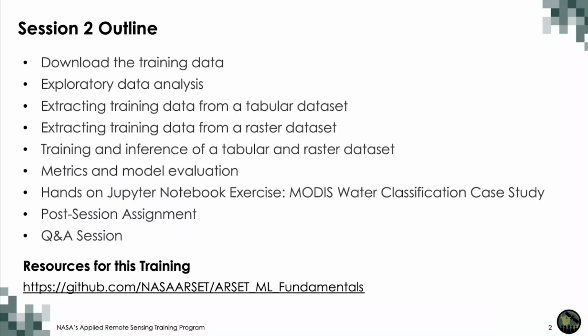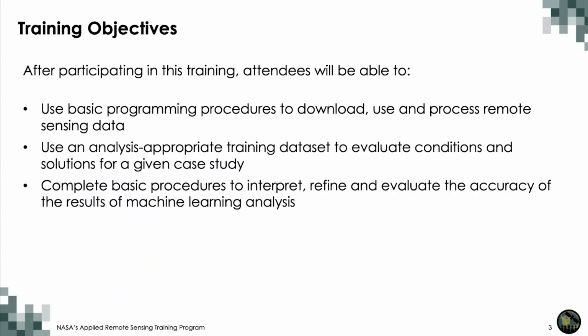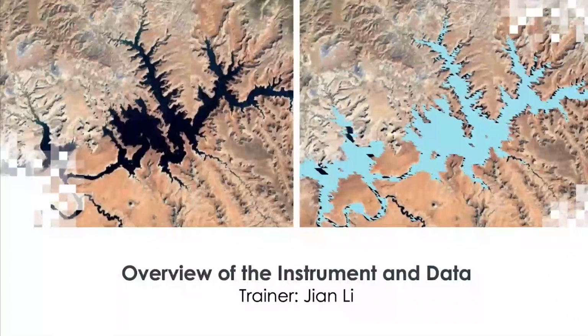As always, the resources for this training are going to be on the GitHub repository that we shared across the sessions. The objectives of today, after participating in this training, the attendees will be able to, 1, use basic programming procedures to download, use, and process remote sensing data, use an analysis-appropriate training data set to evaluate the conditions and solutions for a given case study, and complete basic procedures to interpret, refine, and evaluate the accuracy of the results of machine learning analysis. So with that said, please, Jian, take over.